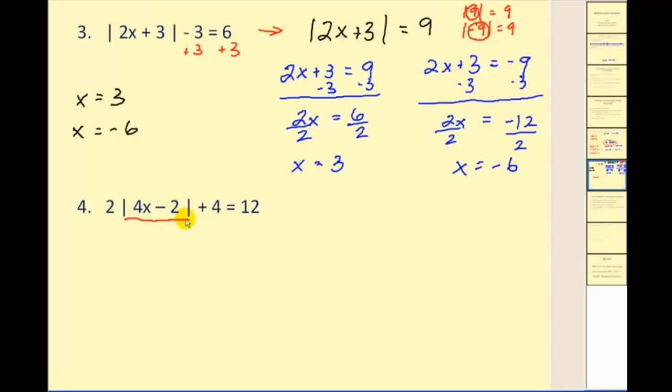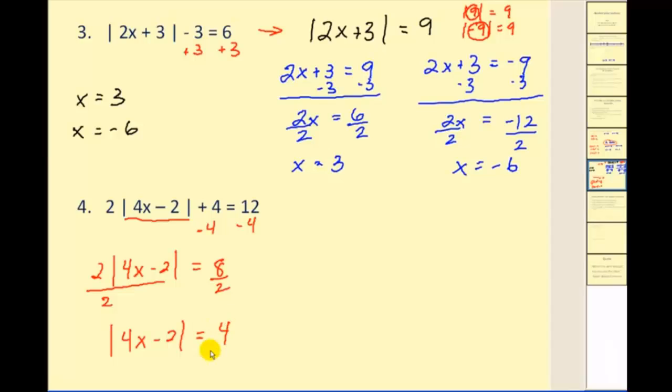Number 4, here is the absolute value piece that we must isolate. So first we'll subtract 4 on both sides. 12 minus 4 would give us 8. This is connected by multiplication, so we'll divide both sides by a positive 2. So we have the absolute value of 4x minus 2 is equal to positive 4. You will have two linear equations to solve. The first one will be 4x minus 2 is equal to positive 4, or 4x minus 2 could equal negative 4.